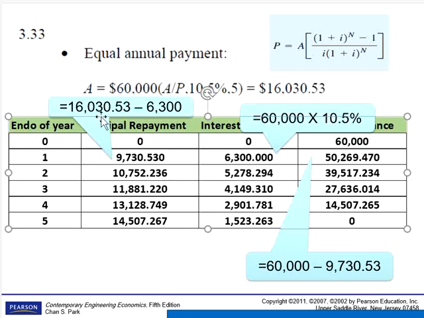Now out of your installment, this is the interest. What was the principal repayment? It is 16,030.53 minus 6,300, you get this amount here. Now if you add this one and this one, it becomes the same as your installment. So your installment is broken down into these two.